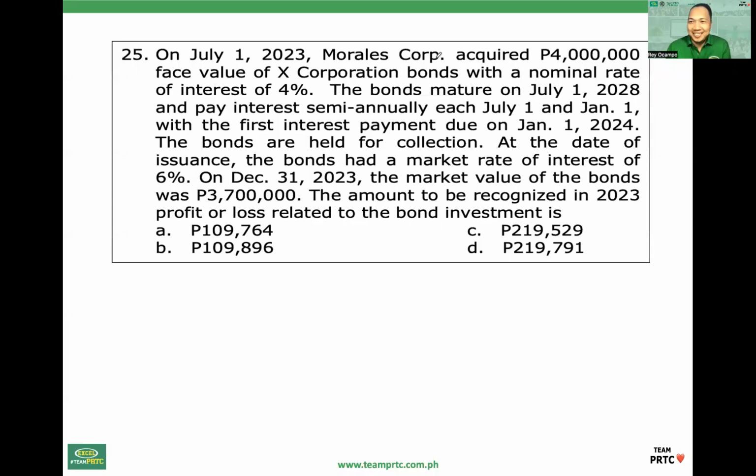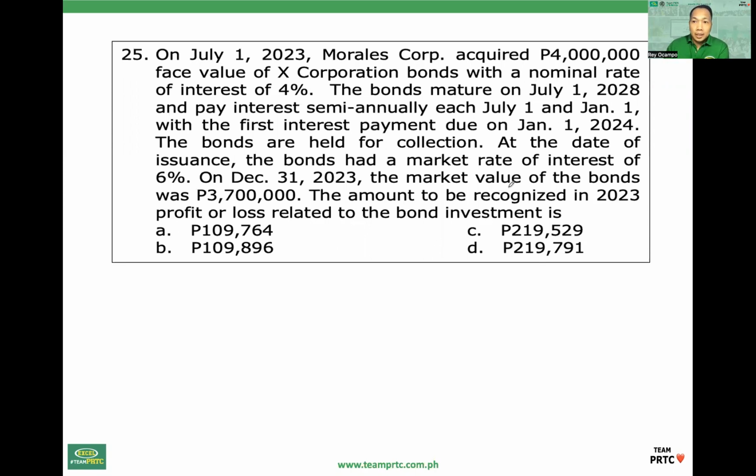Okay, class, let's continue. Okay, number 25. The requirement: the amount to be recognized in 2023 profit or loss related to the bond investment. Again, that will depend on the classification.